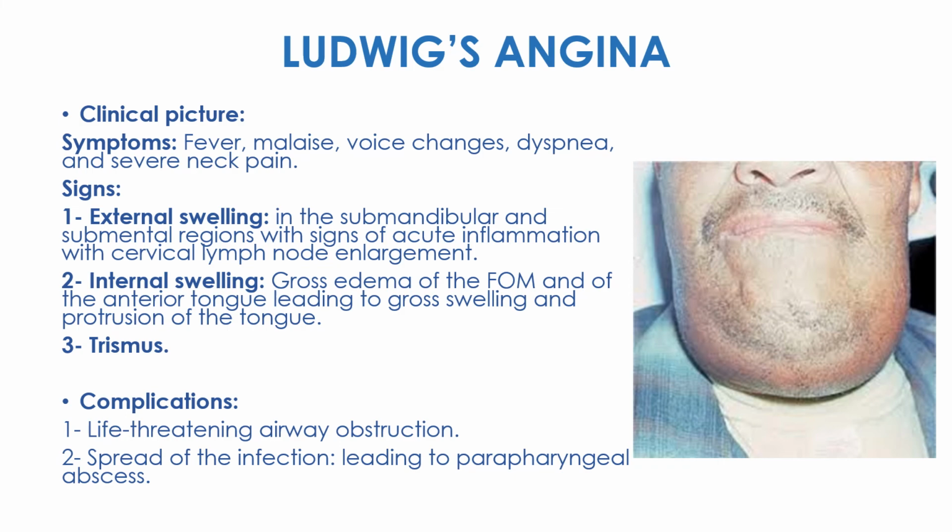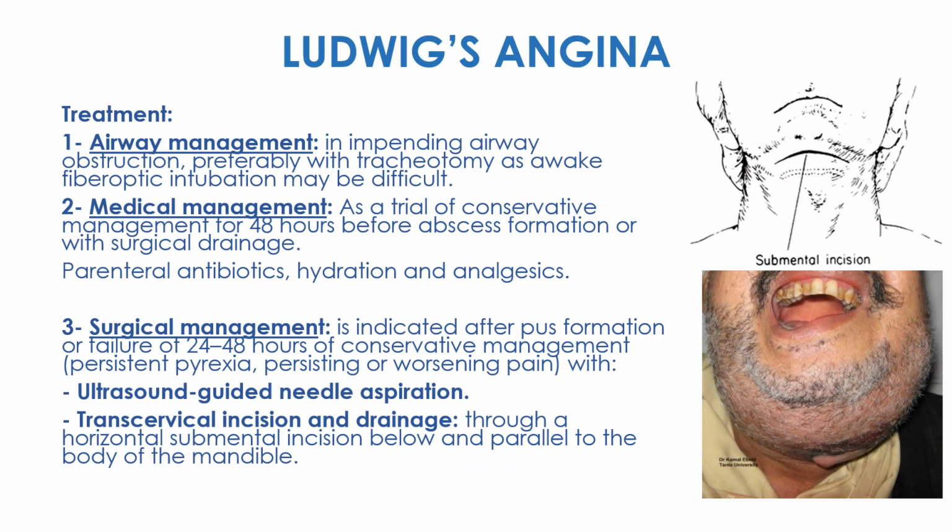The clinical picture in such patients: symptoms include fever, malaise, voice changes, dyspnea, and severe neck pain. Signs: there is external swelling in the submandibular and submental regions with signs of acute inflammation, cervical lymph node enlargement. Internal swelling: there is a gross edema of the floor of the mouth and anterior tongue, leading to gross swelling and protrusion of the tongue. Also, there is trismus in such cases. Complications: life-threatening airway obstruction, spread of infection leading to parapharyngeal abscess.